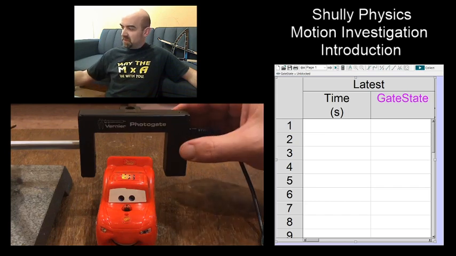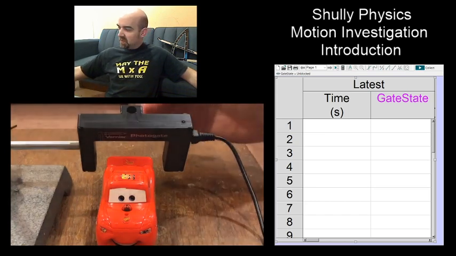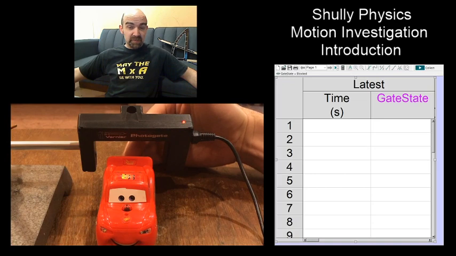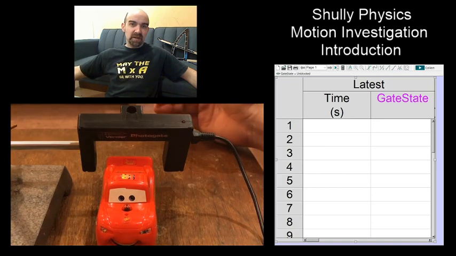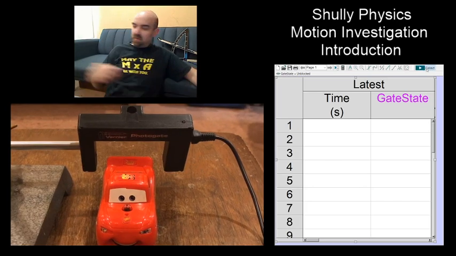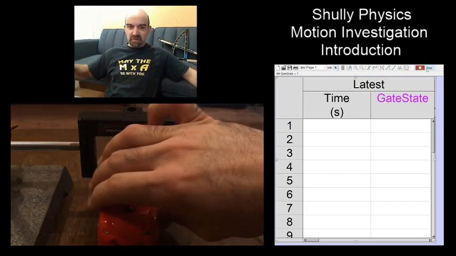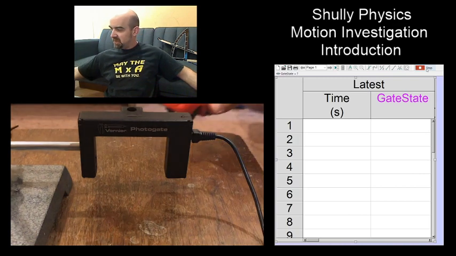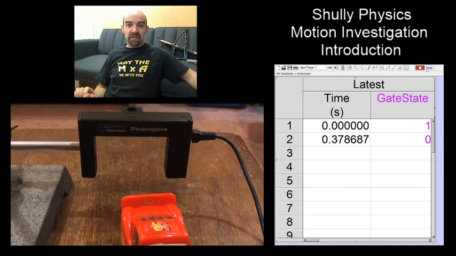Now the way the photogate works, I'm going to tilt it a little bit so you can see, when it's blocked, see it light up? So it indicates when it's blocked and unblocked. And once I start the data collection here, as Lightning McQueen passes through the gate, you notice that the gate state says 1 and then 0. The 1 means it's blocked and 0 is unblocked. And it took precisely 0.378687 seconds to do that. So that's much better than probably what you collected from your stopwatch.